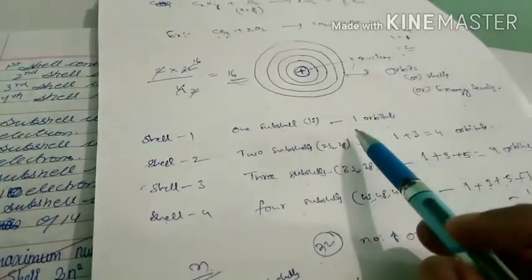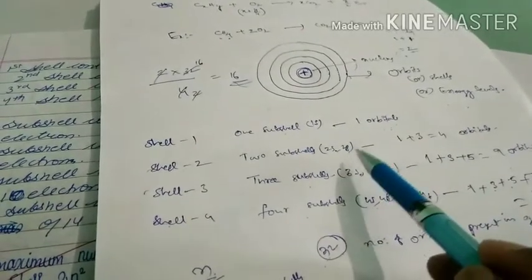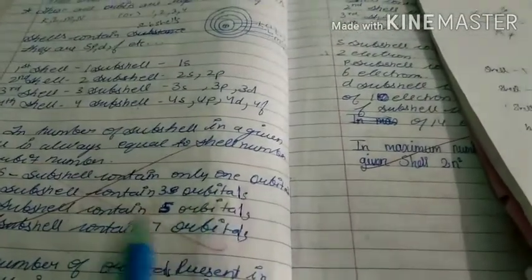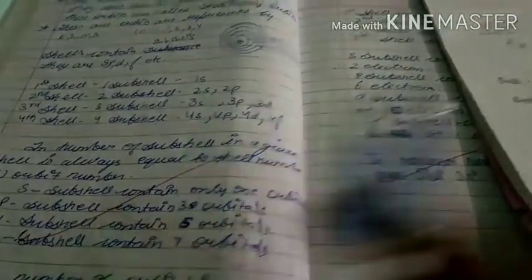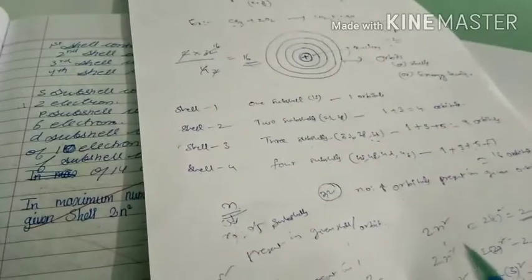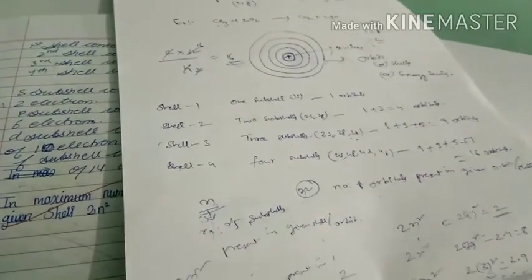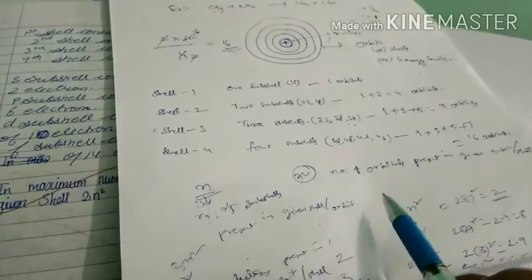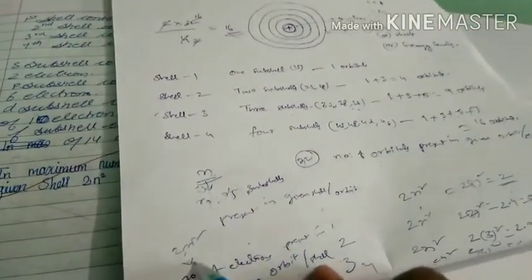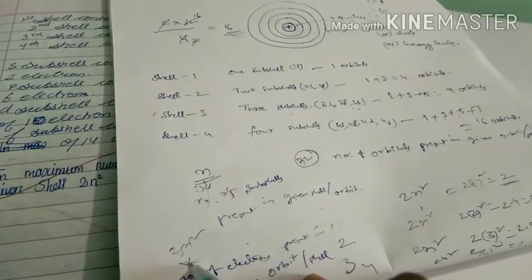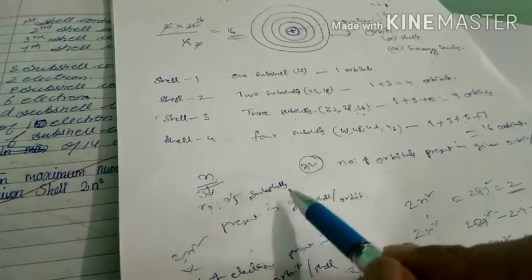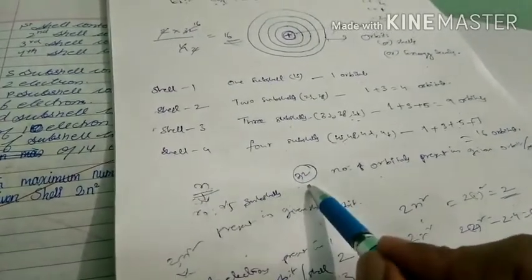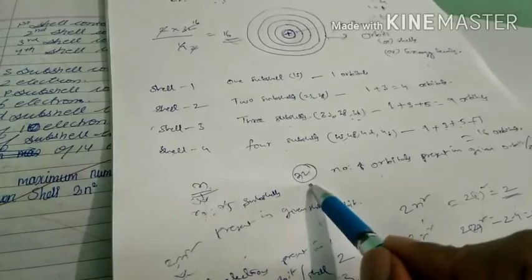S subshell contains one orbital. P subshell contains 3 orbitals. D subshell contains 5 orbitals. F subshell contains 7 orbitals. You have to remember all these points. Don't get confused. Each orbital contains a maximum of 2 electrons. So to calculate the maximum number of electrons in a given orbit, the formula is 2n square. To calculate the number of subshells, the formula is n. To calculate the number of orbitals, n square is the formula.